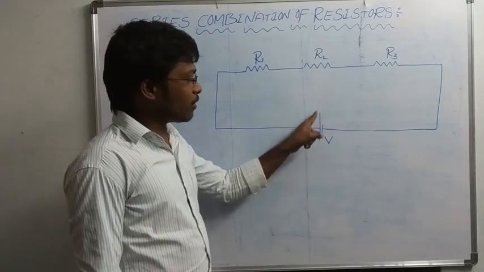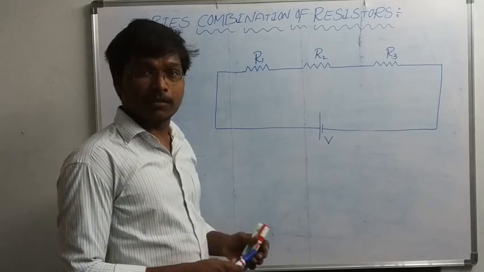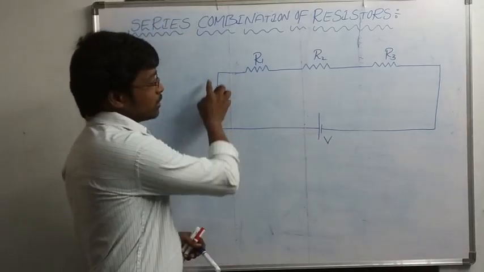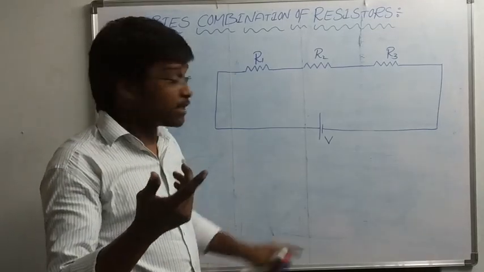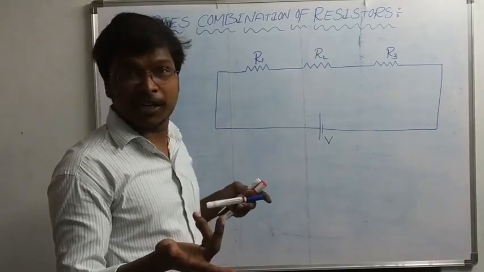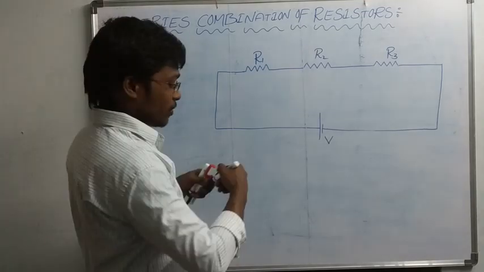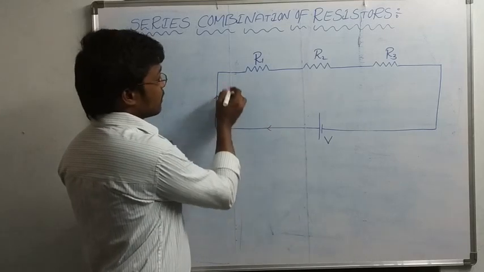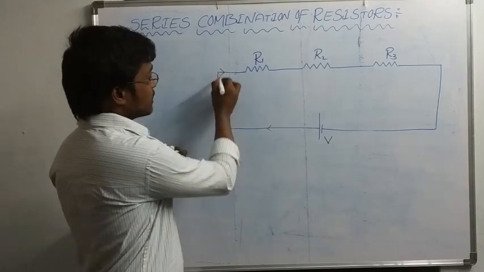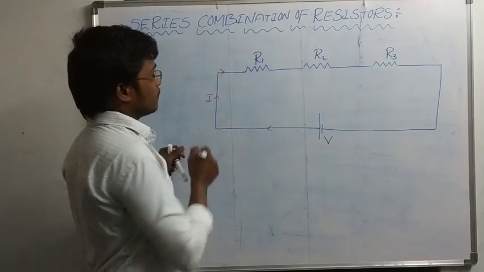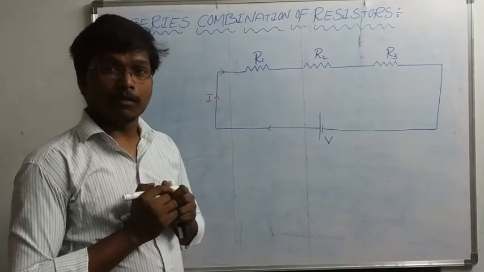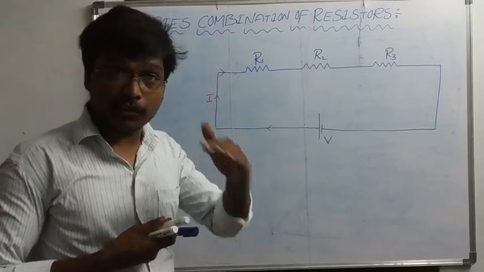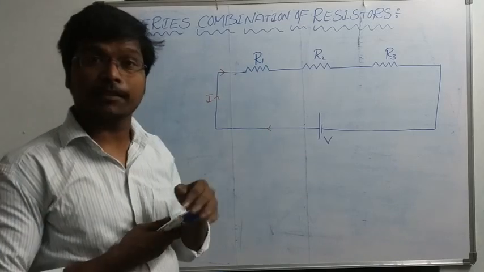This is the positive terminal of the battery, and this is the negative terminal. All positive charges will move this side. All the positive charges moving this side is nothing but the direction of the current. So what is the direction of the current here? This one, this one, and this side. This is I. Please remember, the side in which the positive charges are moving is the direction of the current.